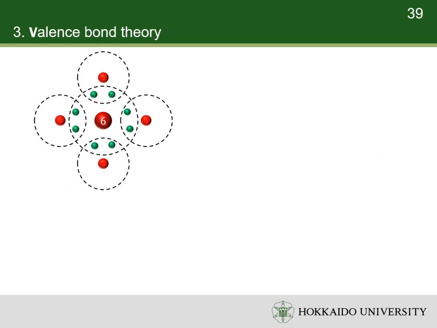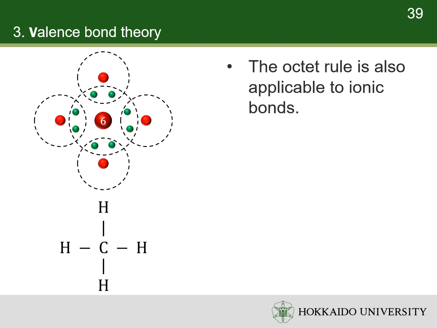In a methane molecule, the carbon atom shares 8 electrons with 4 hydrogen atoms, 4 from the carbon atom itself and 1 from each of 4 hydrogen atoms. The bond order is 1. The hydrogen atoms do not obey the octet rule because they can form a closed shell like helium with 2 electrons. The octet rule is also applicable to ionic bonds.